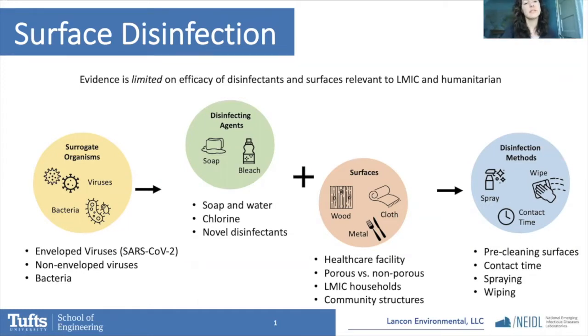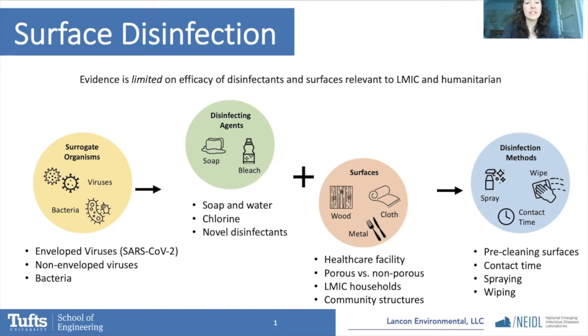When we're thinking about surface disinfection, we can look at the organisms themselves that are of interest or surrogate organisms for enveloped, non-enveloped viruses and bacteria of concern. We can also look at different disinfecting agents that are available to our population of interest, such as soap and water, chlorine, or novel disinfectants, and how efficacious these are on both healthcare facility surfaces, but also more porous surfaces that we might find in households and community structures, such as wood and cloth material.